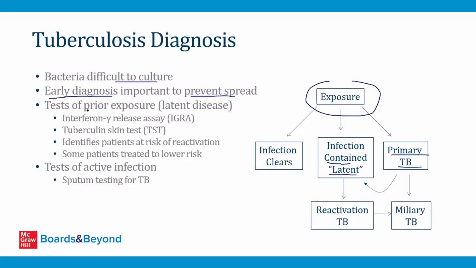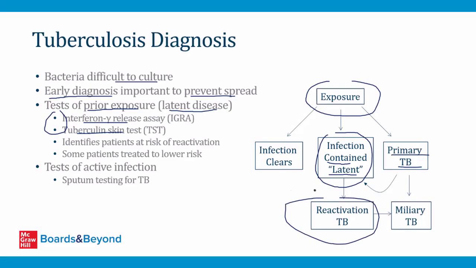So there are a number of tests of prior exposure to tuberculosis. These are mostly used to detect latent tuberculosis. There are two important tests used for this purpose: the interferon gamma release assay and tuberculin skin testing. We'll talk about both of these in a minute. And in general, these are used to identify patients who have a latent infection. These patients are at risk for a reactivation infection, and sometimes we treat patients with a latent infection to lower their risk of ever developing reactivation tuberculosis.